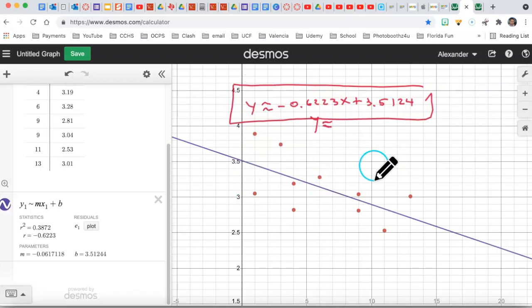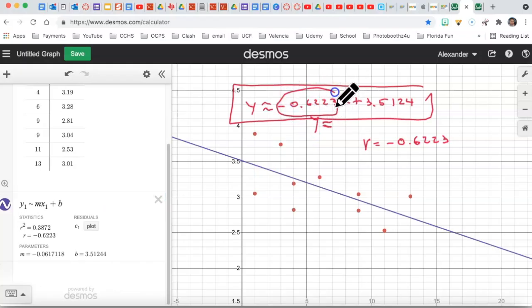This is my scatter plot. Graphically, this is the line of best fit. This is the equation of the line of best fit. The R, I will ask you for the R, negative 0.6223. All right, what else can I ask me for this? That's about it.